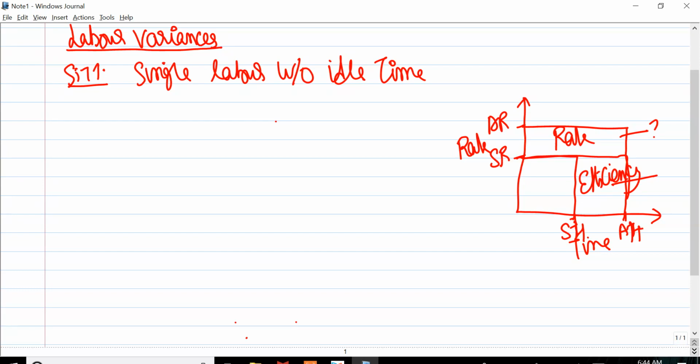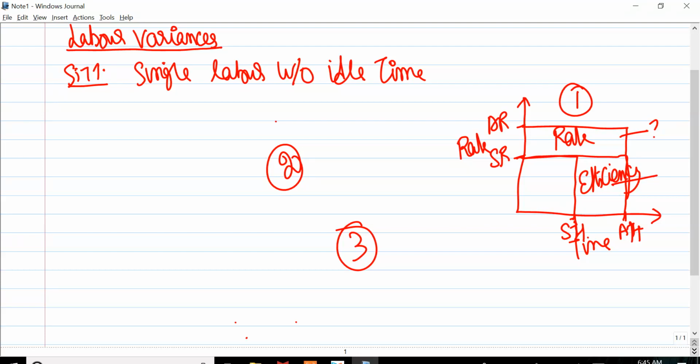So chart, computation table, formulae. Chart is this. You copy this. Computation table is SR into SH, SR into AH, AR into AH, and your formula is labor rate variance is equal to SR into AH minus AR into AH. Labor efficiency is SR into SH minus SR into AH.